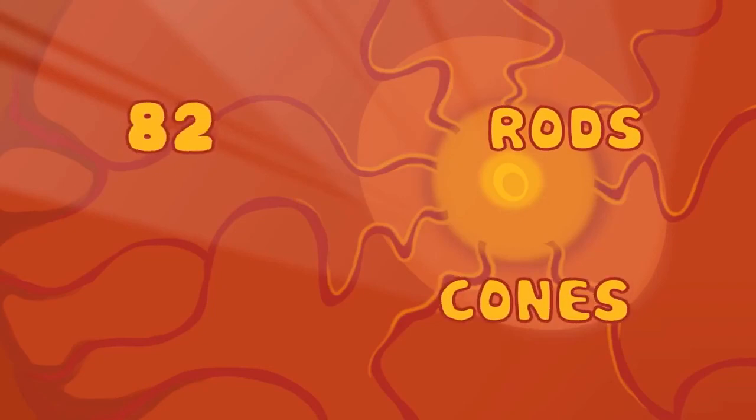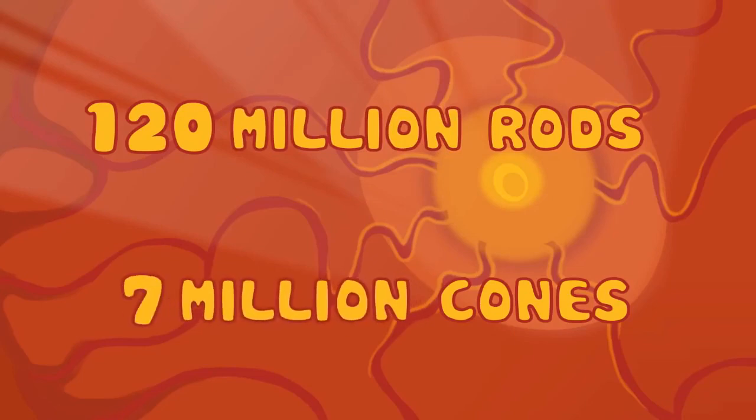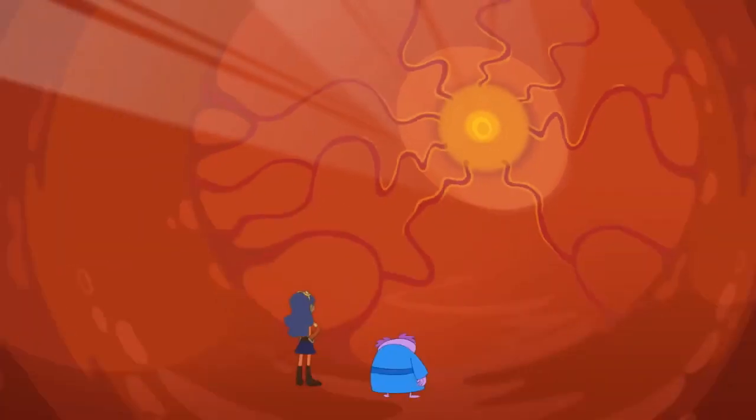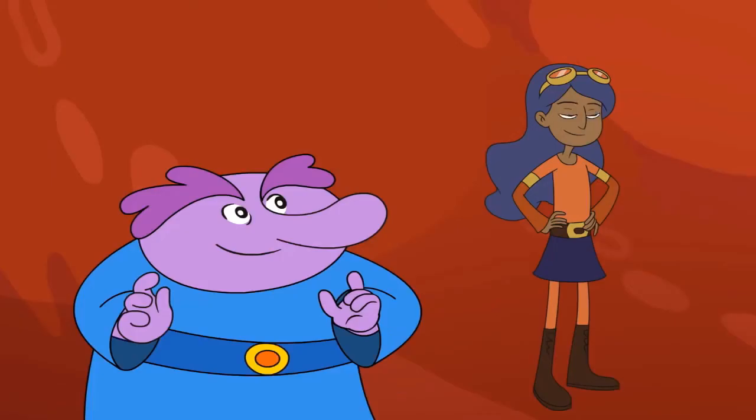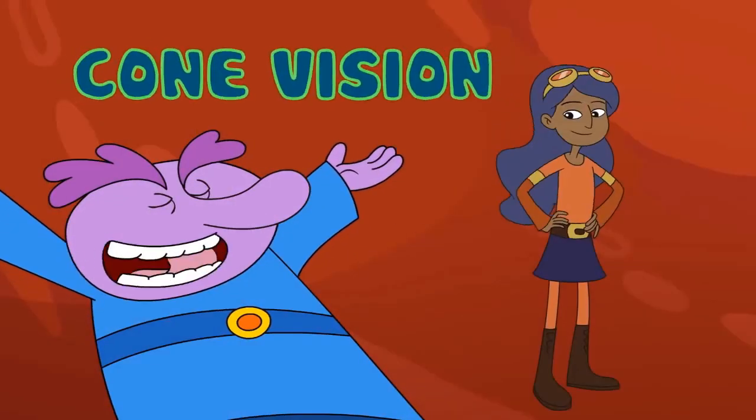About 120 million rods and 7 million cones in each eye. Whoa, that's a lot of rods and cones. What's the difference between them? It's the difference between black and white and color.